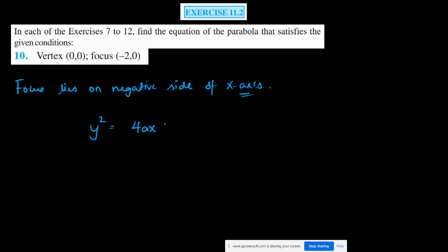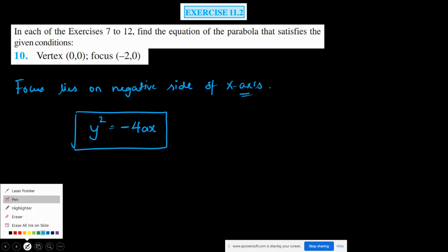Focus lies on the negative side of the x-axis. Now, since it lies on the negative side of the x-axis, since it lies on the x-axis, the equation is going to be y square is equal to 4ax. Since it is negative, I should be taking a negative sign. This is going to be the equation of the parabola.